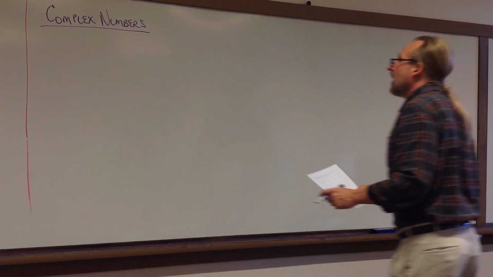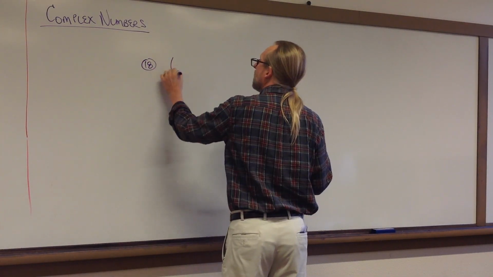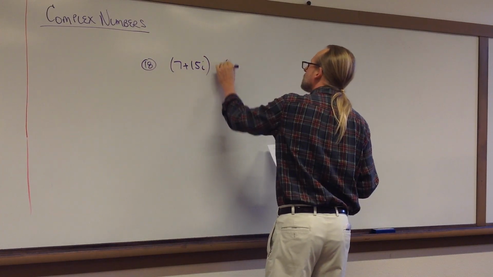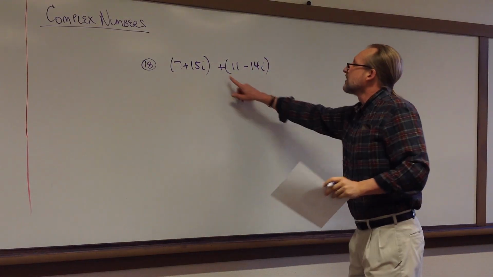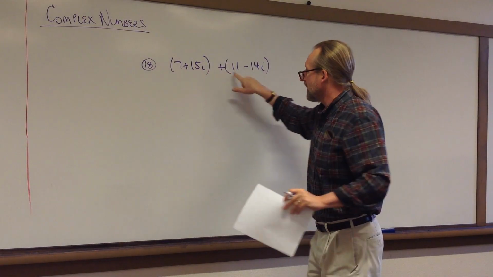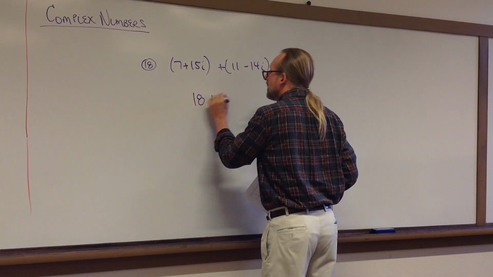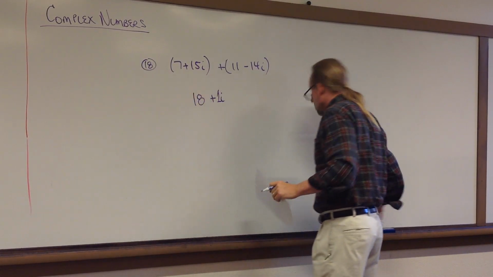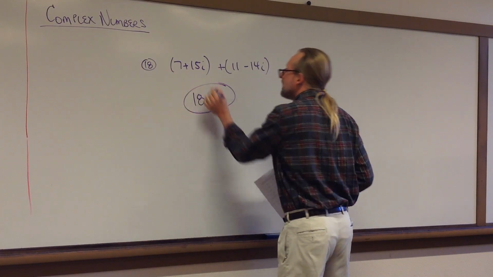Okay, problem 18. We want to add 7 plus 15i plus 11 minus 14i. Okay, so the key here is that we're adding, so we can just add these numbers together. 7 and 11 make 18. 15 minus 14 is positive 1i. You can put the 1 in there or not put the 1 in there, depending on how you want to do it. Okay, I'm just going to call it 18 plus i.